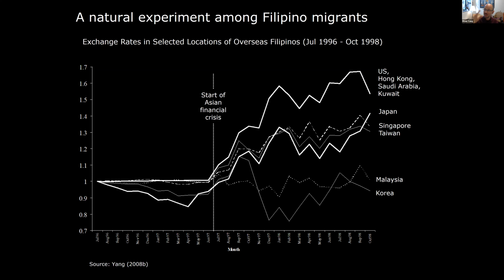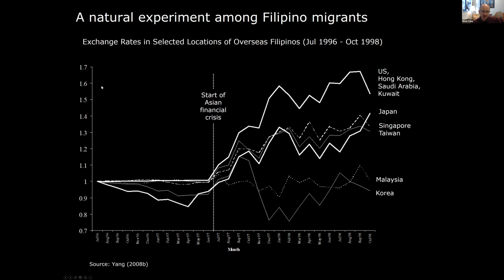And so Philippine migrants, being located in more than 100 different countries around the world, experienced very heterogeneous and exogenous shocks to the exchange rates of the currencies they were earning their wages in, and therefore this led to changes in the peso-converted value of the money they could send home in the form of remittances. So here's just an example of the differences in exchange rate shocks across many different countries where Filipinos work. We've normalized exchange rates here to 1 in July 1996. The vertical axis is foreign currency units.